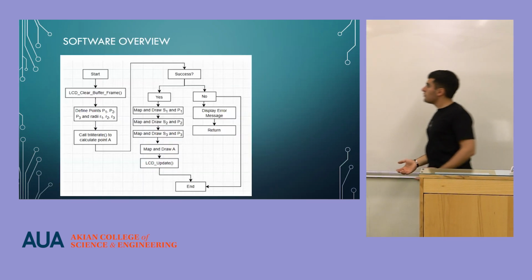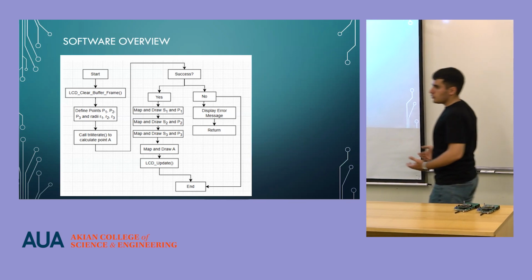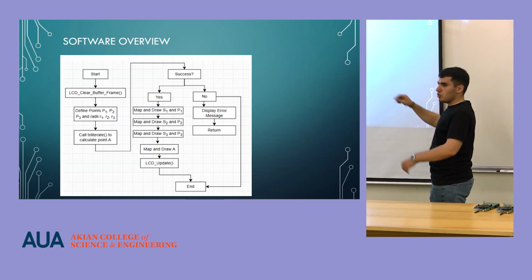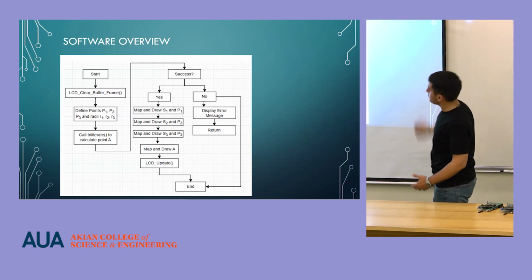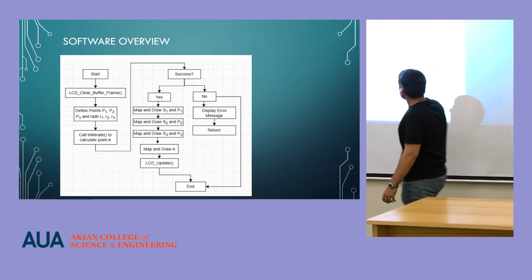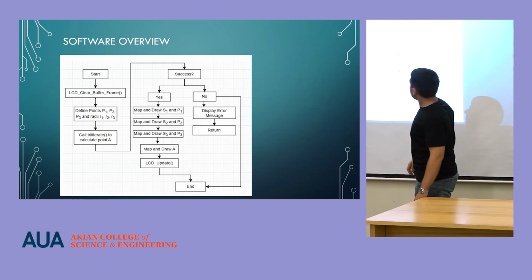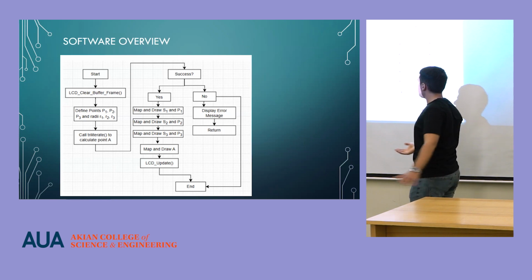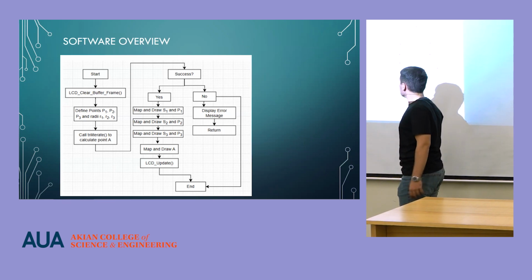Here is the software overview, how I implement it in my software. Actually, I'm not going to represent the code by line, but with this flowchart, we'll go through this. First of all, it goes LCD clear buffer frame. We're just clearing everything in the buffer of the LCD and starting a new one.